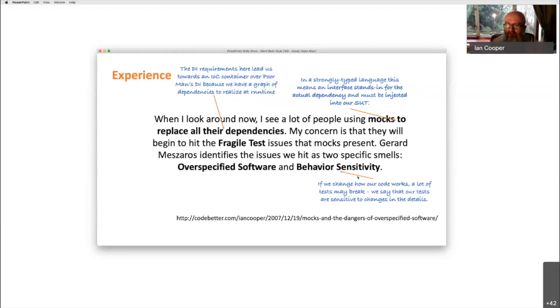And that behavior sensitivity problem, where you change one thing, you get a sea of red, and all your mocks start failing, and you need to go through and literally correct all your mocks. It's a huge problem because the promise of TDD is around refactoring, right? We end up with what they call overspecified software. My test has become coupled to my implementation details.